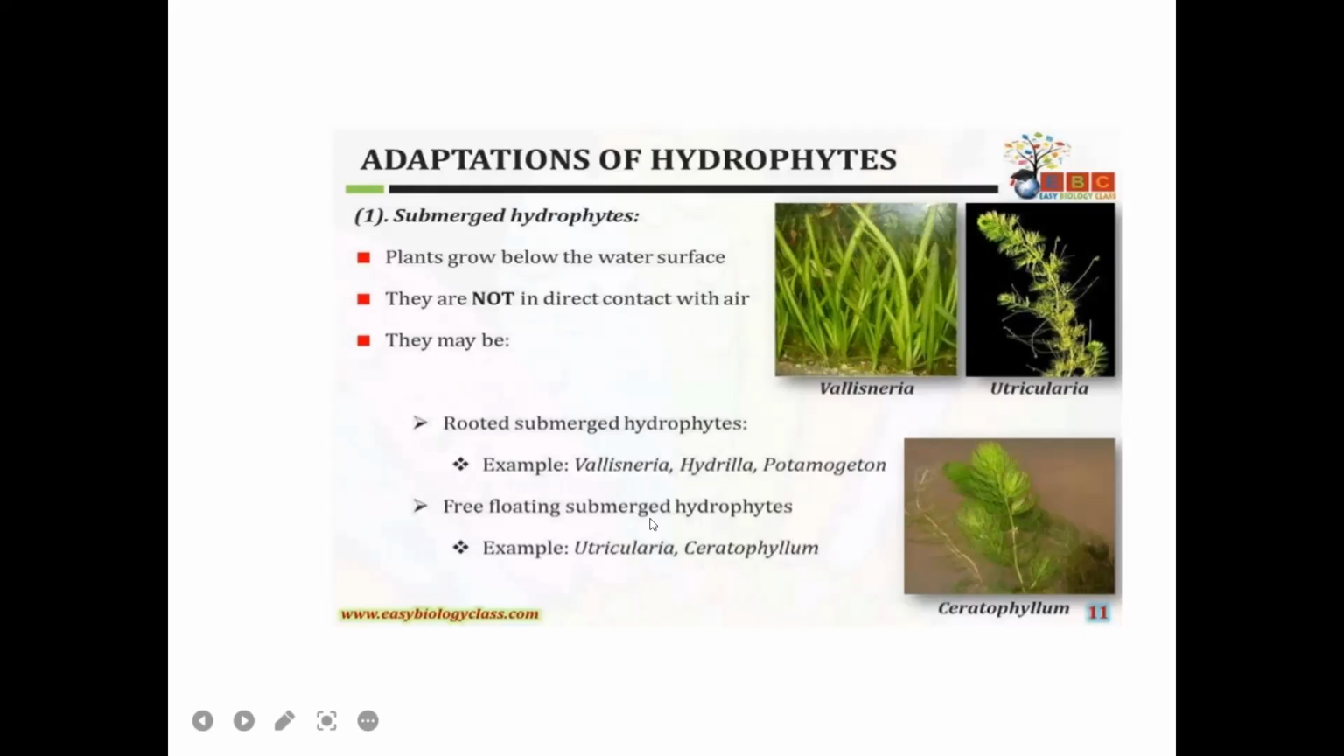Next one is the free floating submerged hydrophytes. Here they do not contain roots. They are freely floating in the water. Examples for this are Utricularia and Ceratophyllum.